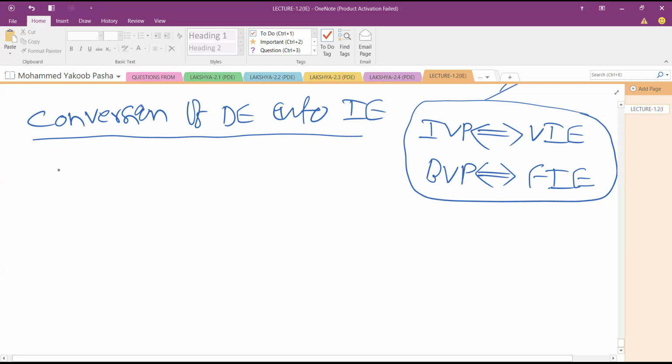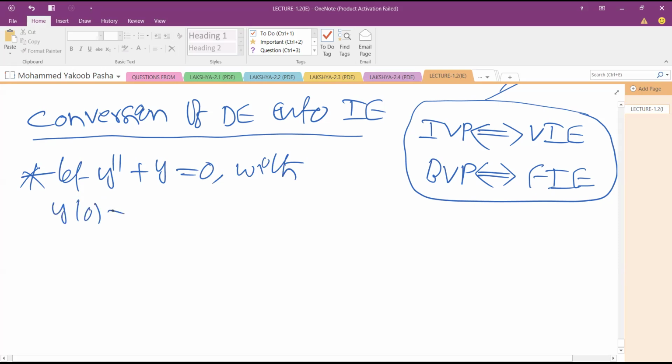Now I am taking one initial value problem first. Then we discuss boundary value problem. Let us take an initial value problem y double dash plus y is equal to 0 with initial conditions y of 0 is equal to 0, y dash of 0 is equal to 0, be the IVP, initial value problem.